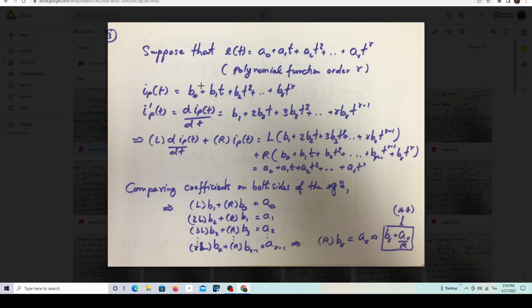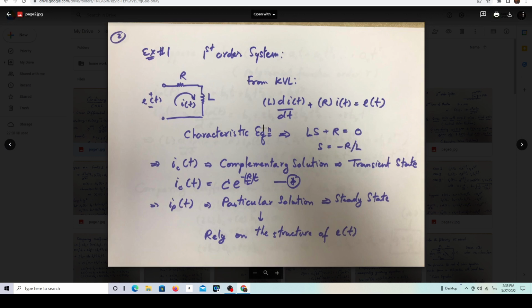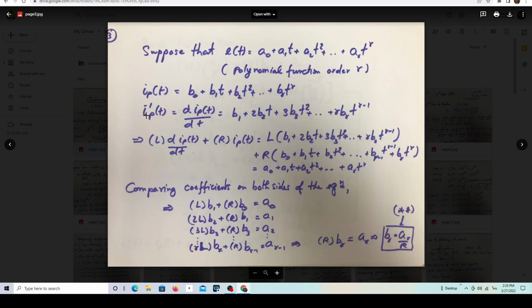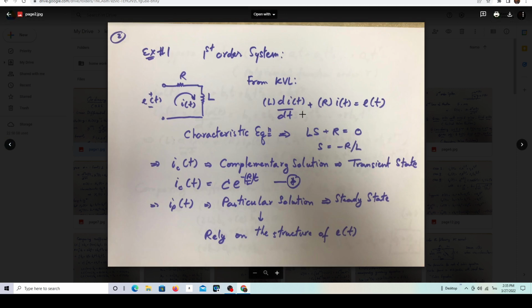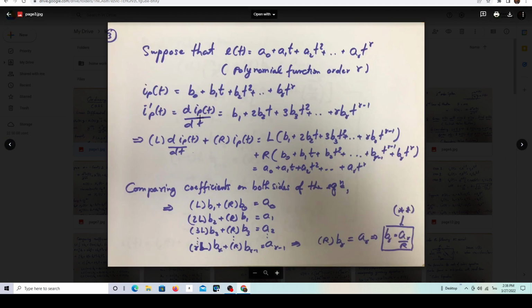So let's look at the equation. On the left hand side you need to find the derivative of I(t), and you have I(t) here. So you need to find the first order derivative of I_p(t), and substitute I_p(t) into the left hand side of the equation. The first order derivative of b sub 0, d b sub 0 by dt, is 0, because b sub 0 is a constant value.